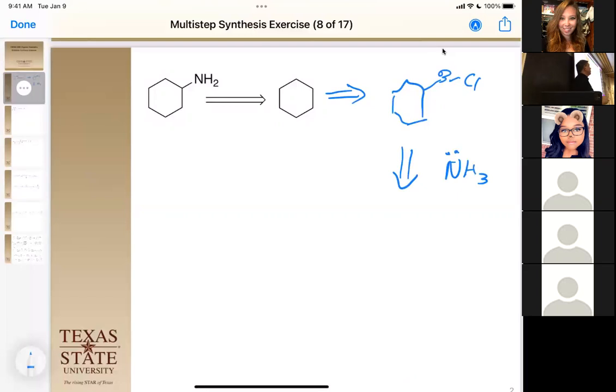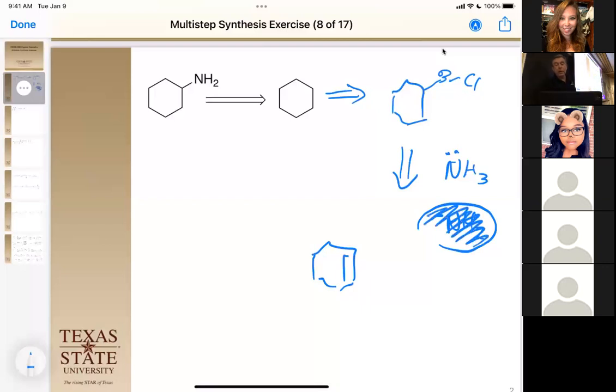Why do I have ammonia as the nucleophile and not the anion, the amide? It's a weaker base, right? This is going to act as a strong base, and you're going to end up eliminating and forming your alkene. So we're going to use the weaker nucleophile, the weaker base, but it's still a decent nucleophile. We're going to use these lone pairs to do our substitution reaction and get to our amine. Okay, so we've talked our way through the backwards side of it.